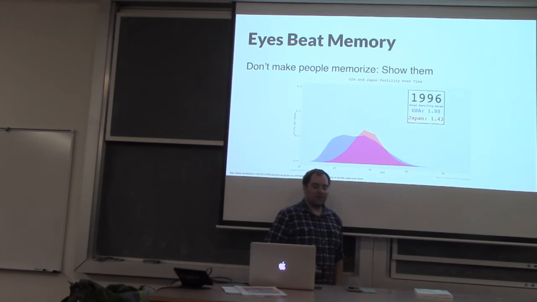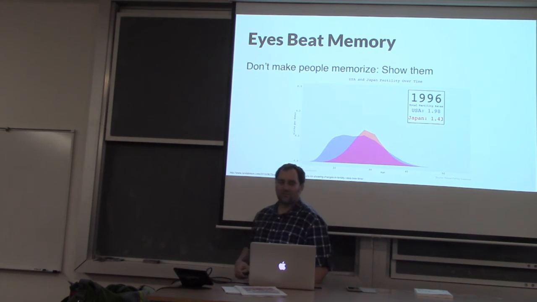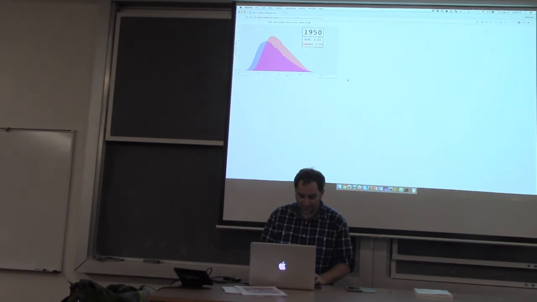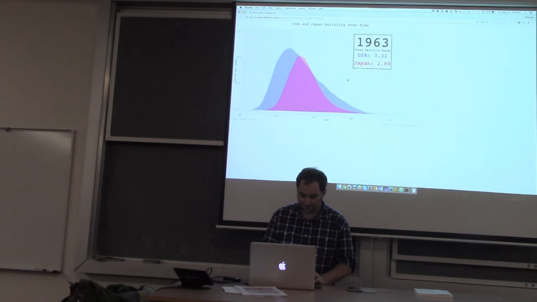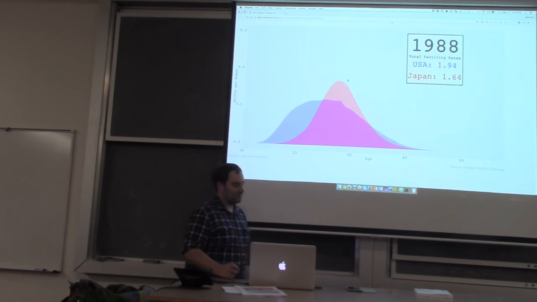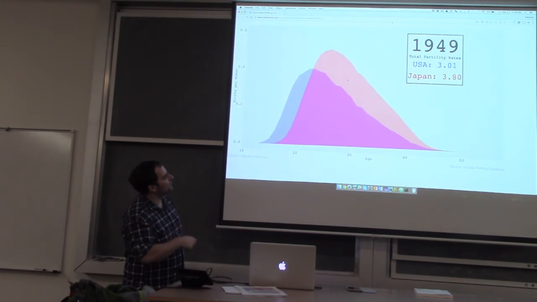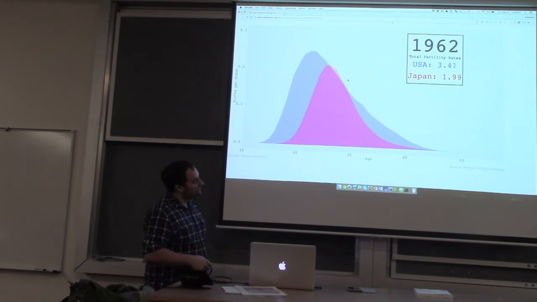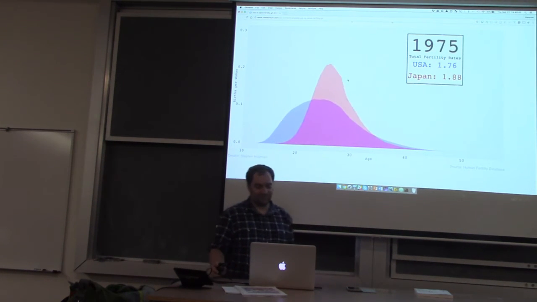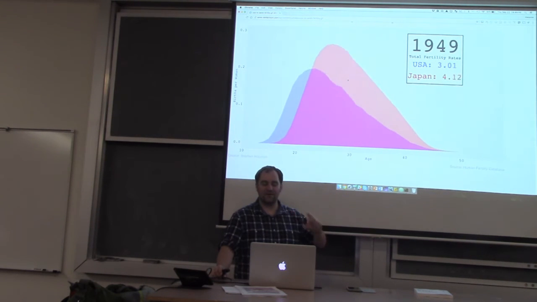Another rule of thumb you should follow is the rule of eyes over memory. Don't make people memorize, don't make people think, show them what you want to show them. Here's an example. This is actually an animated GIF, but it doesn't work in Keynote. This is fertility rates in Japan and the United States. We have two different axes here: the age when women first give birth, and the birth rate per woman. You see that over time, these two curves change a lot with respect to each other. If you look at this chart, you have to pay attention and then memorize what is going on.